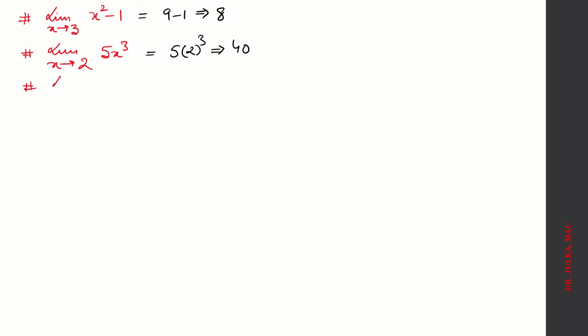Limit x tends to 3, x square minus 1. Replace x by 3, we will get 9 minus 1, which is equal to 8. Next question, limit x tends to 2, 5x cube. Replace x by 2 and we will get 5 multiplied by 2 raised to the power 3, which is equal to 40.